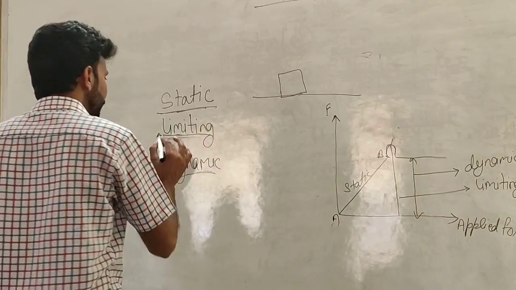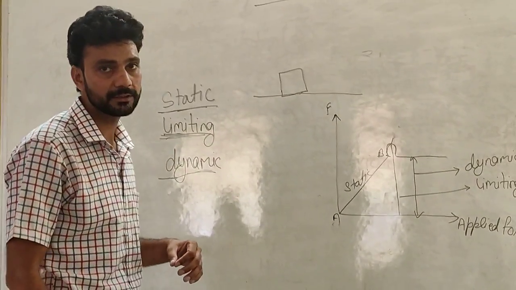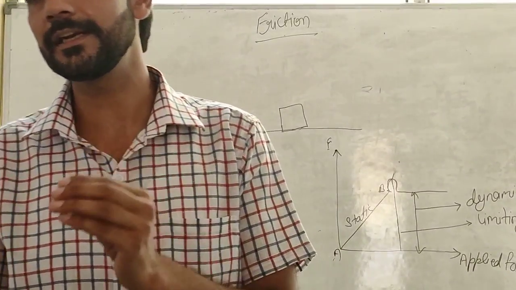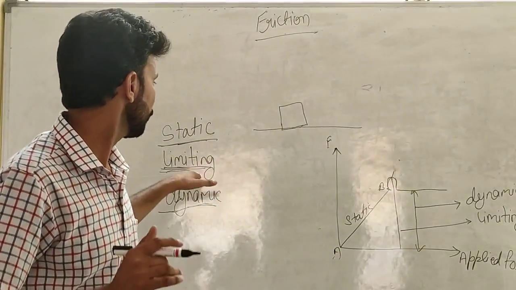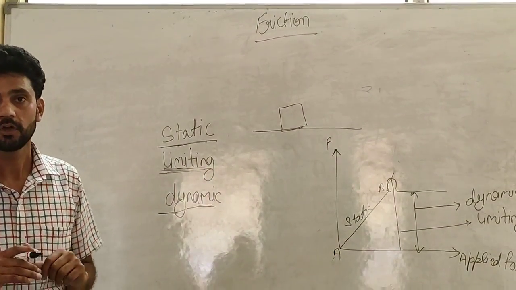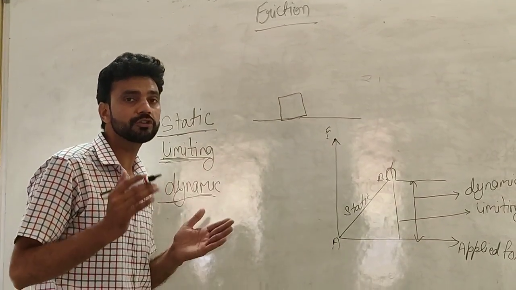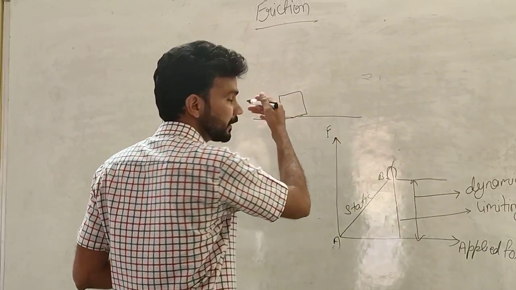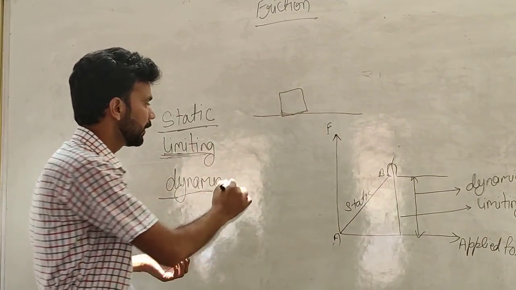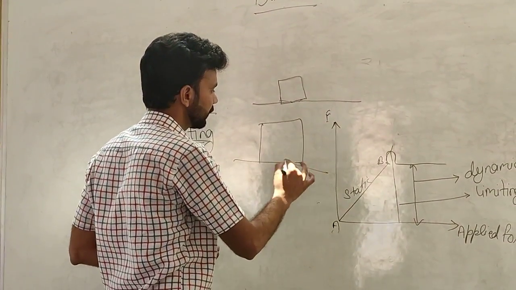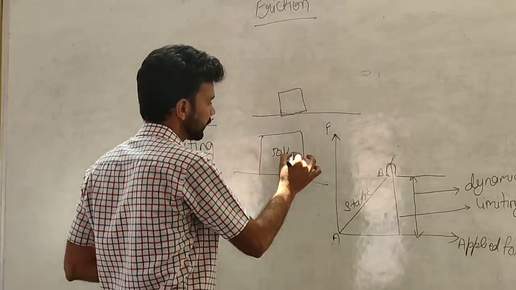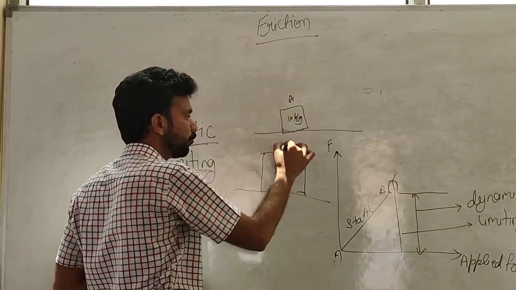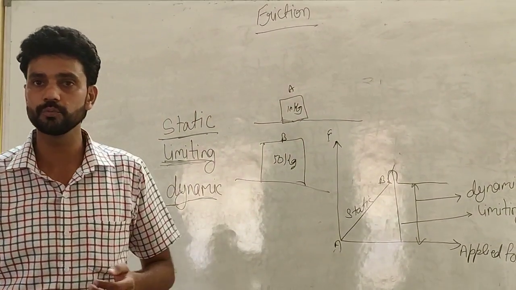Limiting friction always opposes the motion of an object, because when the limiting force is exerted, at that time the object is at rest. Limiting force depends on the weight of the object. If we take a lighter object, it can easily start moving. If we take a heavier object, suppose this is 50 kg and this one is 10 kg, then B will easily move and A requires a lot of force to move.